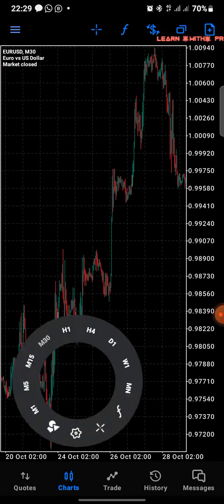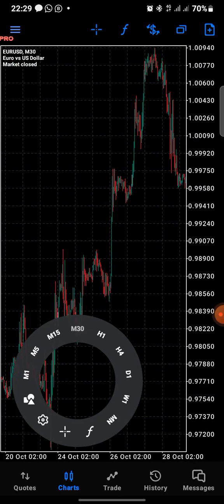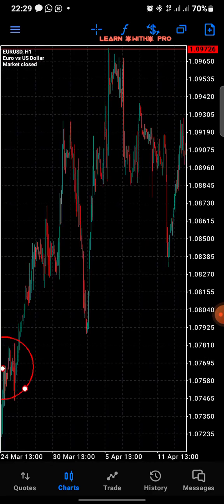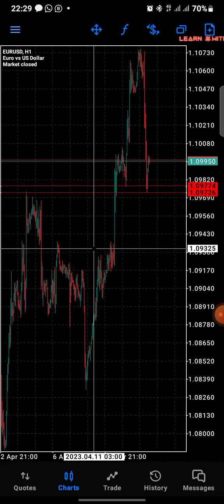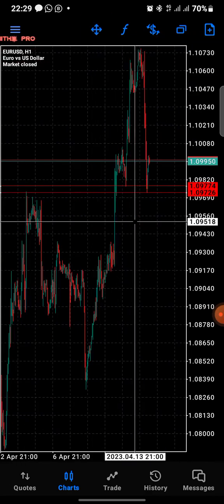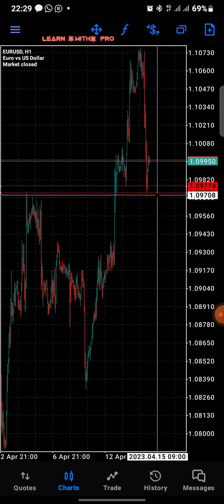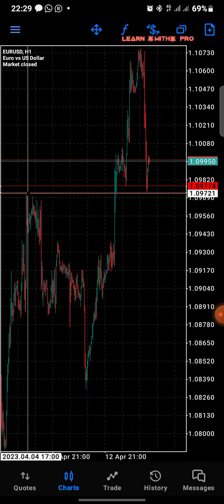Let me go. Yeah, currently on a 30-minute time frame. Let me go on a 1 hour time frame. Okay. You can see this was where I put it. You can see that there was a previous resistance here.